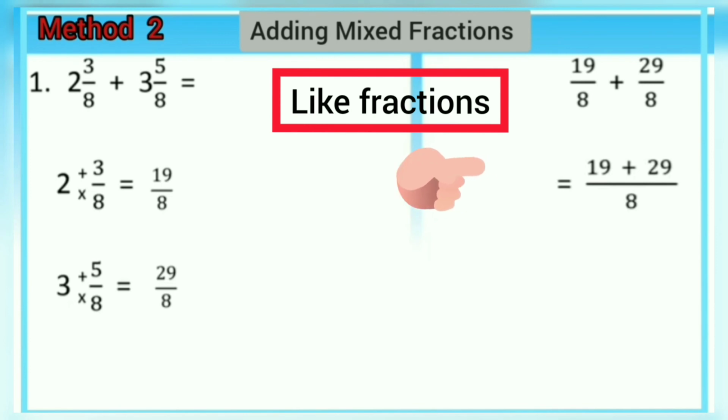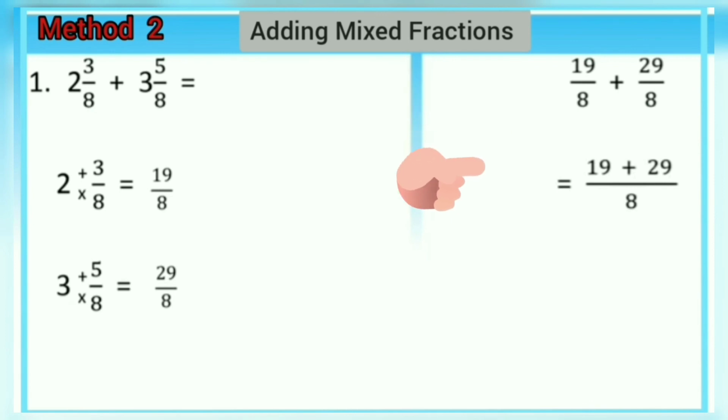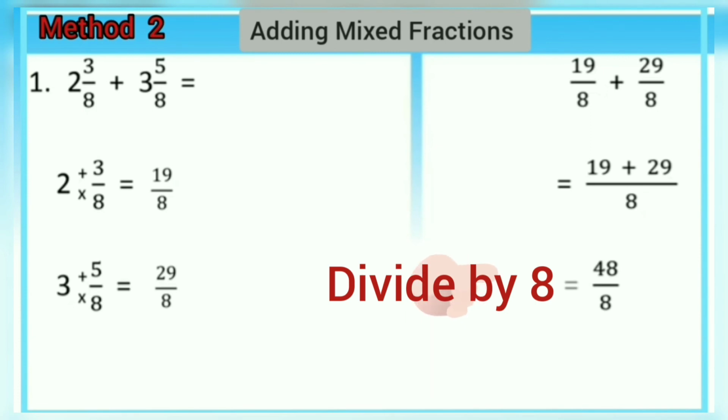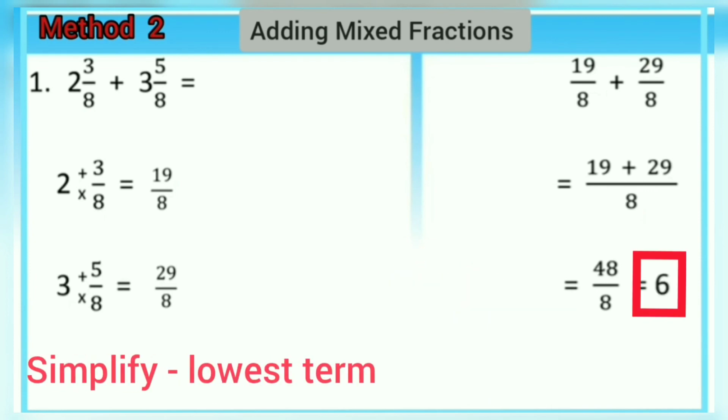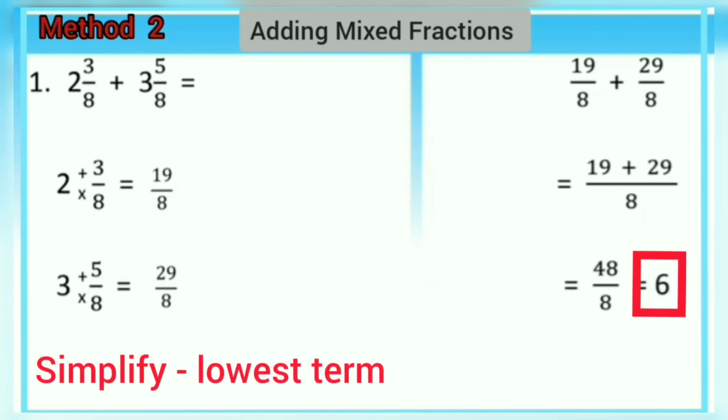And the addition of fractions is not really hard if you know the concept. Here we get 48 upon 8. Oh, this fraction can be simplified. We'll simplify by dividing both numerator as well as denominator by 8. We get 6. Always remember, simplify whenever you can. It is a good habit to get into.